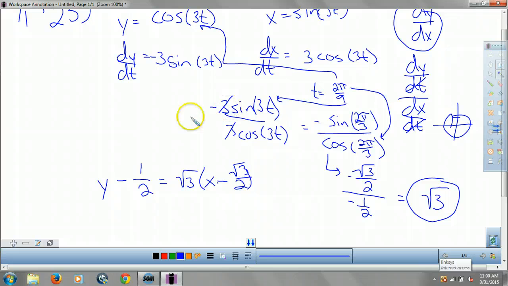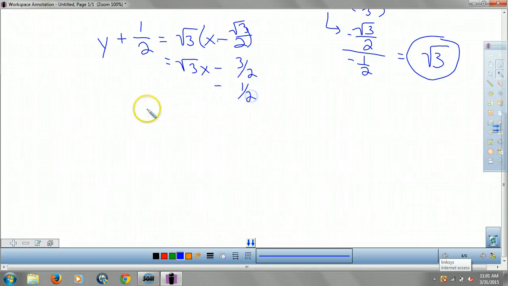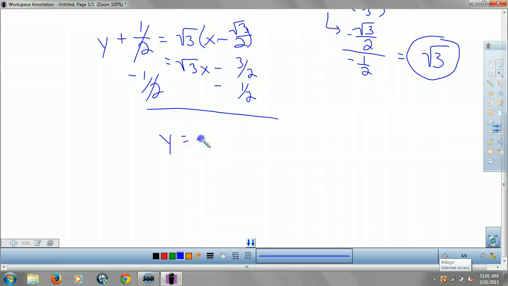Right. By the way, this would be a plus because it's minus a negative. You multiply that square root of 3 over, you get square root of 3x minus 3/2. You subtract a 1/2 from both sides. You get y equals square root of 3x minus 2. Ta-da! The end. That's all there was to it.